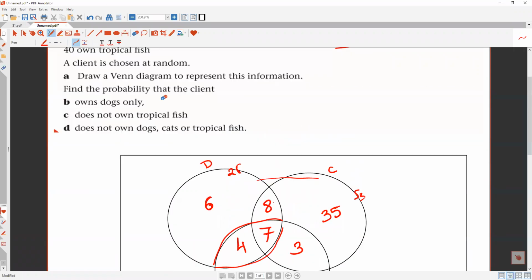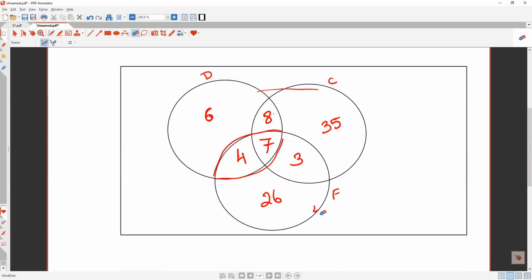Oh, no. Sorry, I made a mistake. This should not be there. This is a mistake. We will total what is inside. How many are there total? 6 plus 8 plus 4 plus 7 plus 3 plus 26 plus 35. 89. Out of 100, 89 pets are there. The remaining 11 do not have any pet at all.